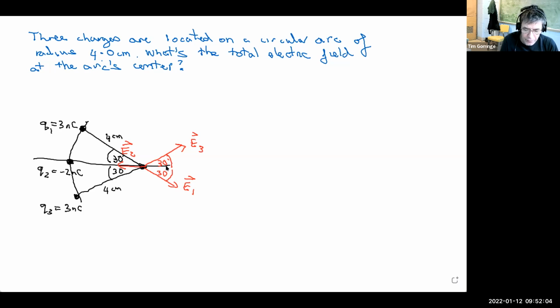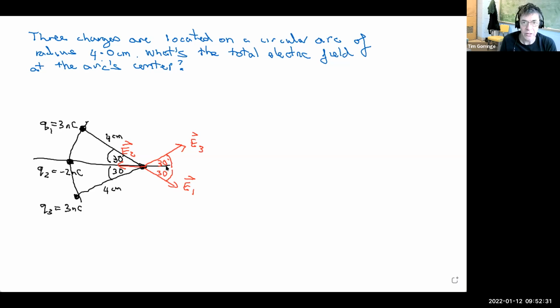When we add up the 3 vectors, first think about the x components. There'll be 2 x components in the direction towards the right, say the positive direction. Those are due to E1 and E3. There'll be 1 component towards the left in the negative x direction. That's due to E2. So that's what's going to happen in the x direction.